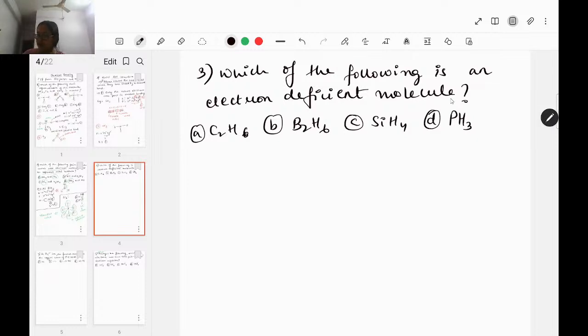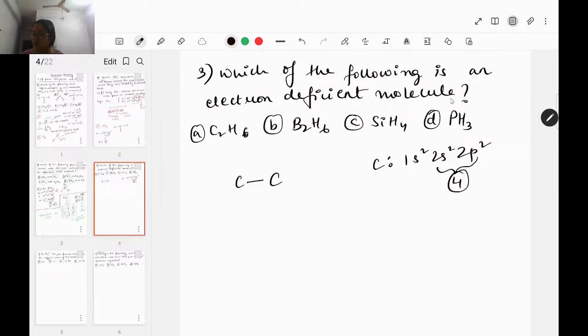C2H6. C2 means there are 2 carbon atoms. Now carbon has a valency of 4. The number of valence electrons in carbon is 4, so it requires 4 more electrons to bond with. Carbon has the configuration 1s2, 2s2, 2p2. So there are 4 electrons over here, and it requires 4 more electrons to reach its octet.